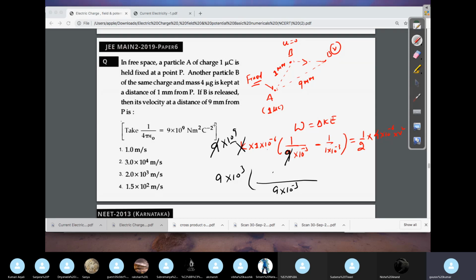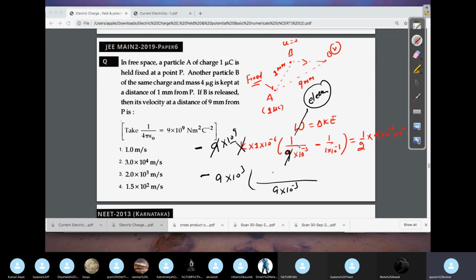Q square, initial is 0. Why is it coming out wrong? The work is done by the electric field, right? So the electric field work done is the negative of this. I'm taking here the work done by all the forces. Who is doing the work here? The charge is moving due to the electric forces. It's work done by the electric field, so we have to take a minus sign here.